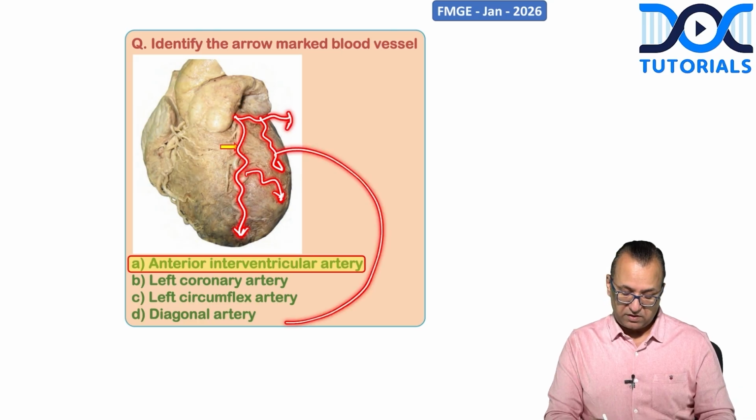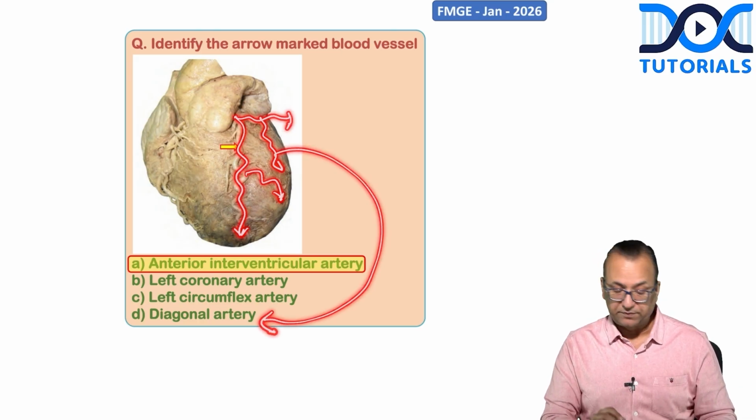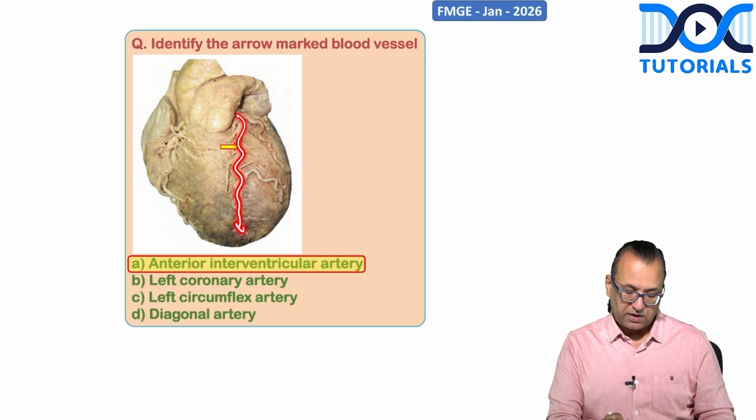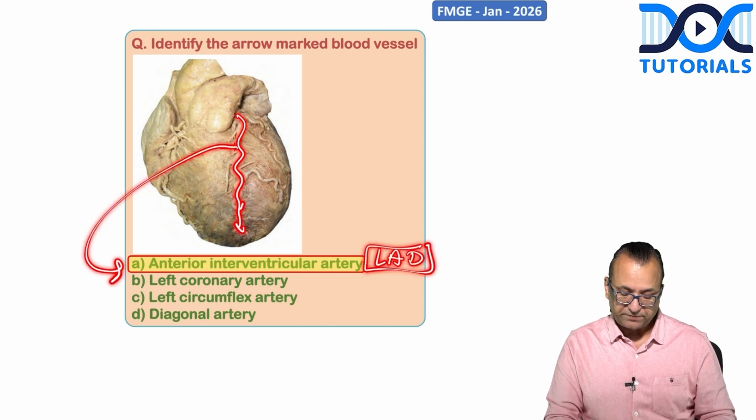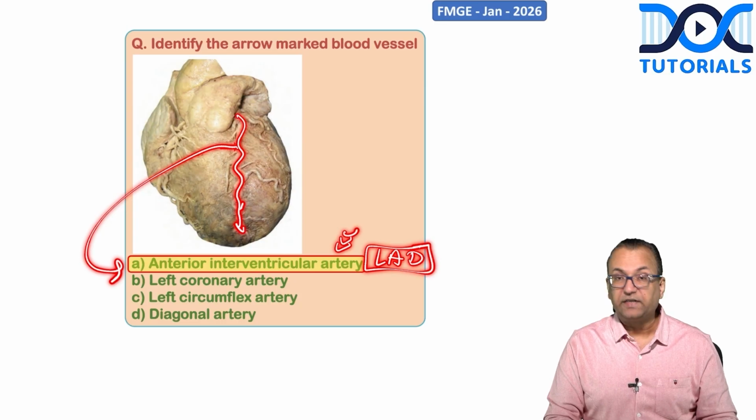But that is not where the arrow mark is. The arrow mark is on the anterior interventricular artery, which is also called the left anterior descending artery. Hence, we should keep our answer as choice number A.